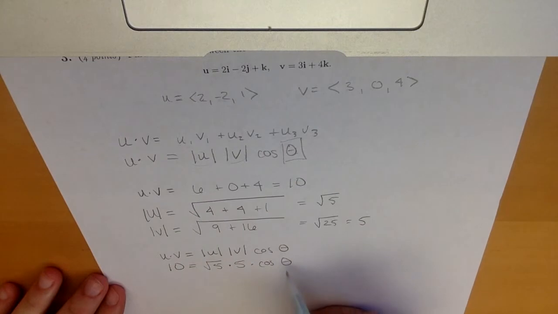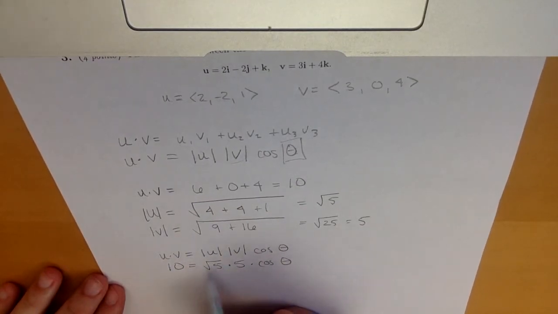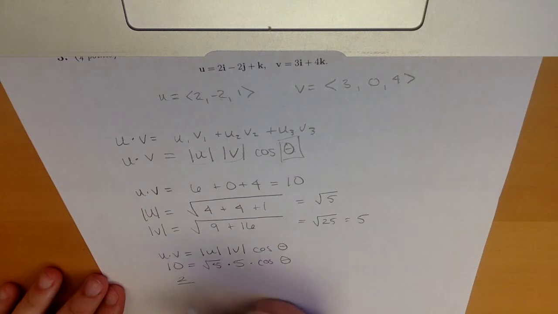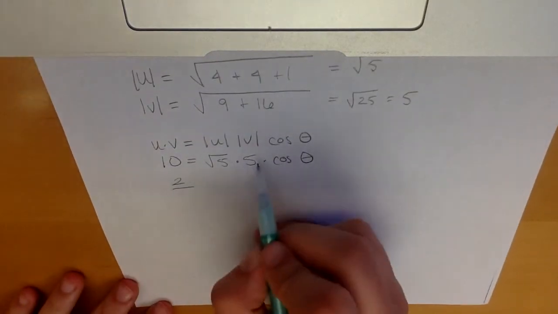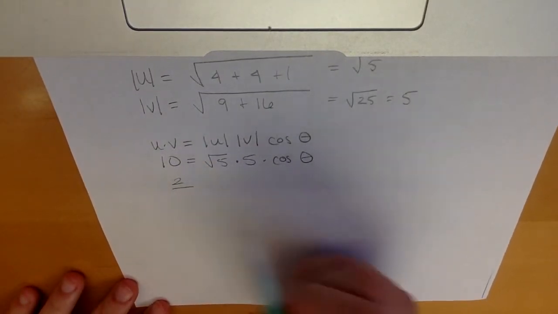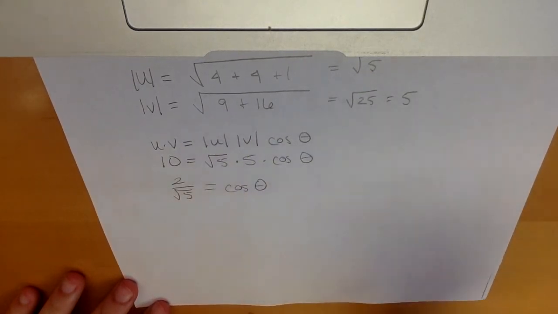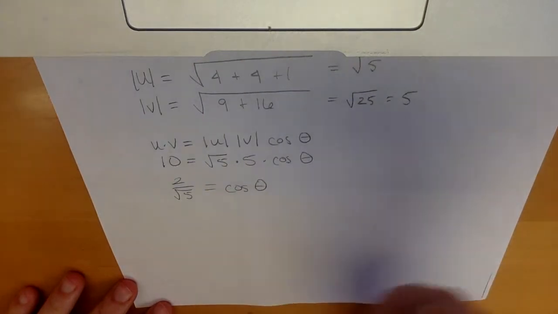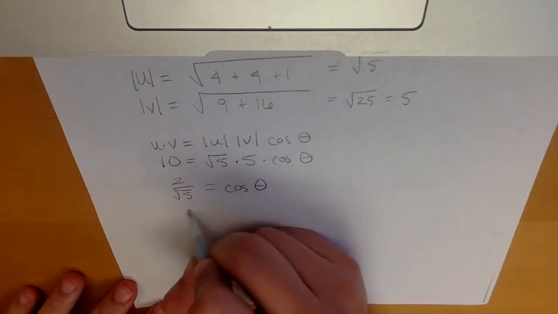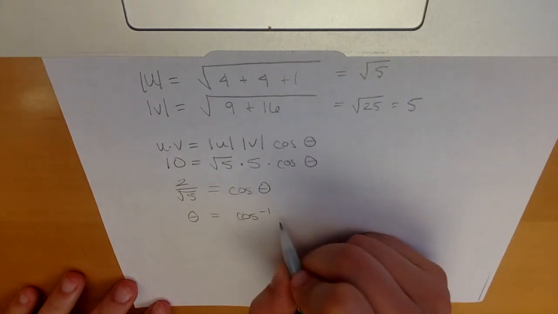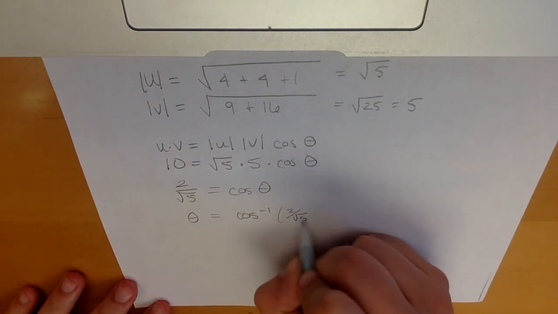Now if we want to solve for theta, we divide 10 by 5 root 5. Let's first divide by 5. 10 divided by 5 is 2, and then we divide by the square root of 5. This is cosine of theta. Now we know that cosine is an invertible function, so theta is arc cosine, or cosine inverse, of 2 over root 5.